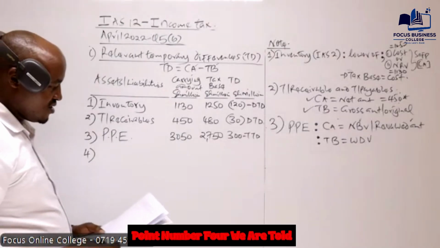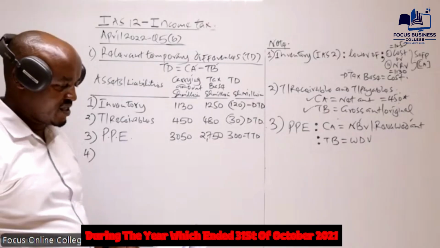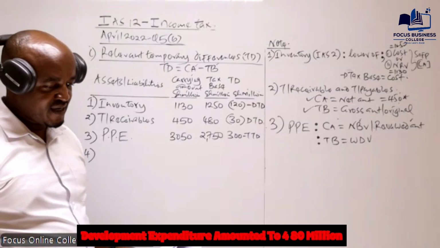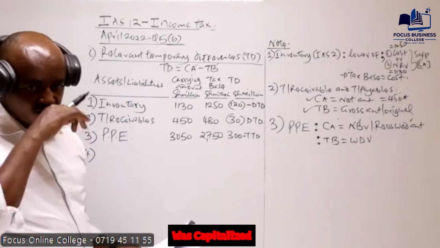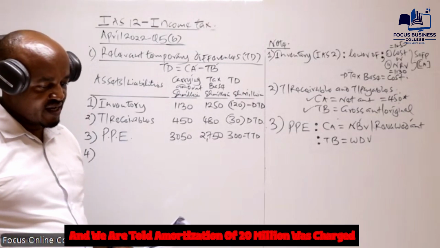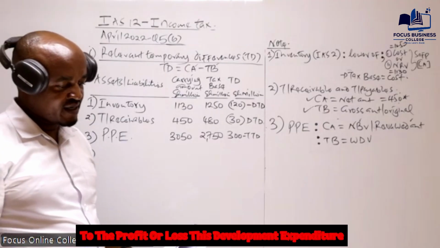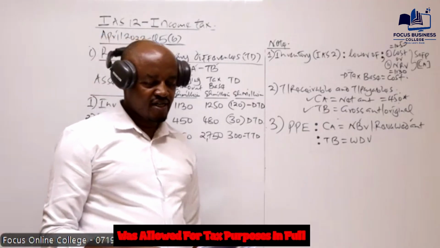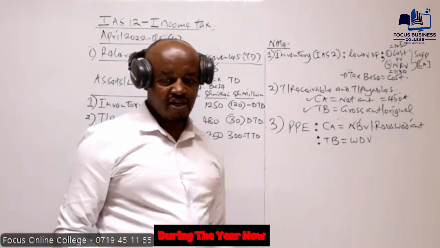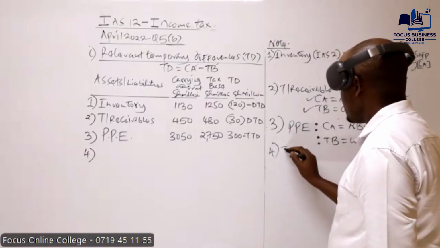Point number 4, we are told during the year which ended 31st of October 2021, development expenditure amounted to 480 million and was capitalized, and we are told amortization of 20 million was charged to the profit or loss. This development expenditure was allowed for tax purposes in full during the year. Now, let me also give a note for that.